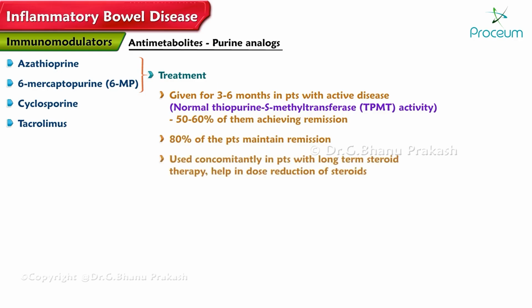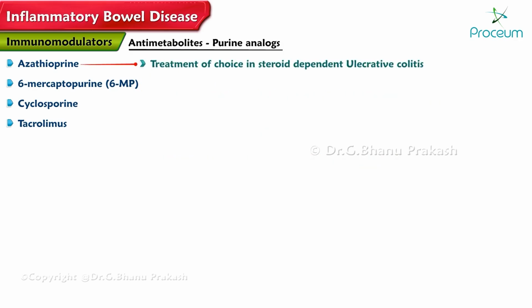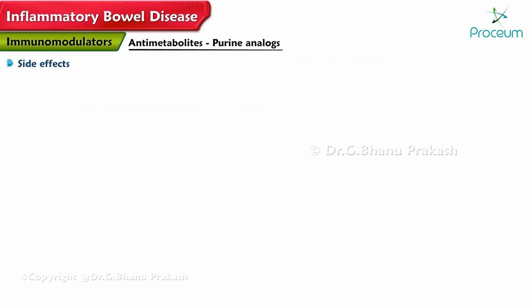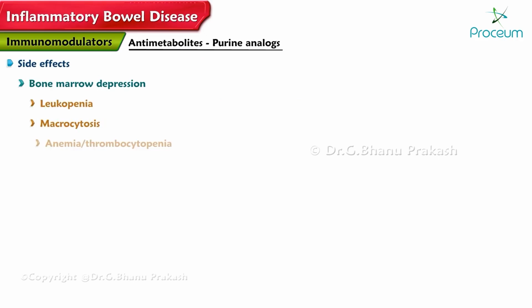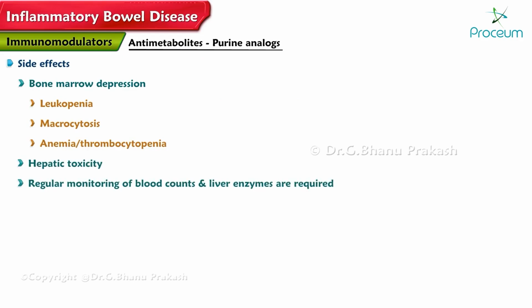When used concomitantly in patients with long-term steroid therapy, they help in dose reduction of steroids. Azathioprine is a treatment of choice in steroid-dependent ulcerative colitis, while cyclosporin is the choice of drug in steroid-resistant ulcerative colitis. Side effects include bone marrow depression, leukopenia, macrocytosis, anemia, or thrombocytopenia, and hepatic toxicity. Regular monitoring of blood counts and liver enzymes is required. Increased risk of opportunistic infections due to leukopenia is seen.